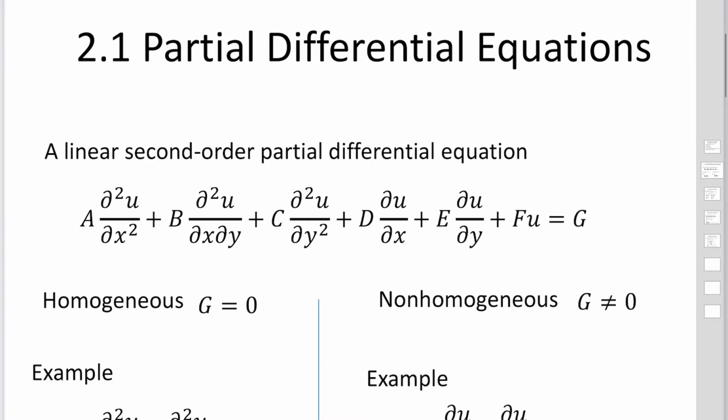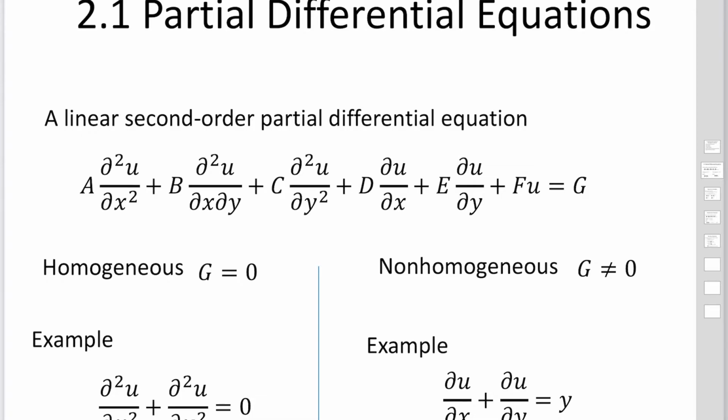We'd like to start to define the partial differential equation. First section is the partial differential equations. A partial differential equation contains partial derivatives. In this section, we are going to concentrate on linear second-order partial differential equations. Linear means the equation does not have a product of a partial derivative of a function and the function itself. Second order means the highest order of derivatives is second order.